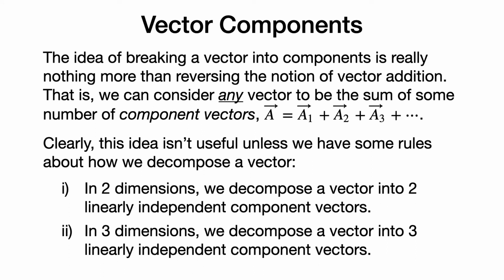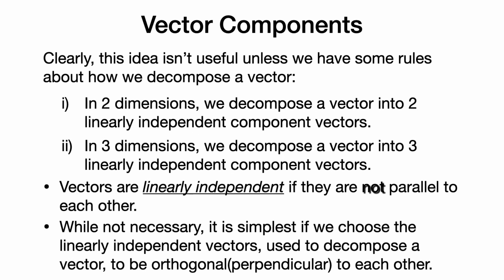In 2 dimensions, we decompose a vector into 2 linearly independent component vectors. In 3 dimensions, we need 3 linearly independent component vectors, and so on. 2 vectors are linearly independent if they are not parallel to each other. While not necessary, the simplest thing we can do is to choose the linearly independent vectors used to decompose the vector to be orthogonal, or that is, perpendicular to each other.